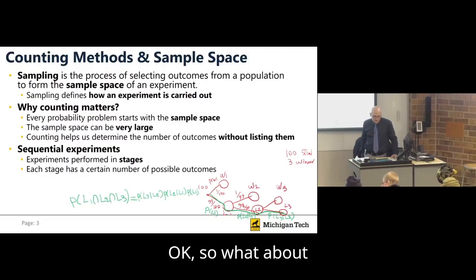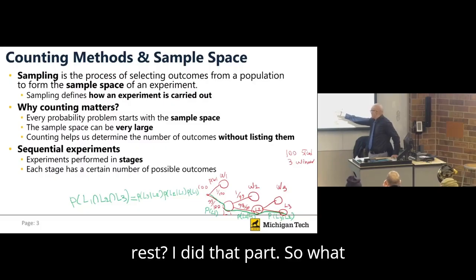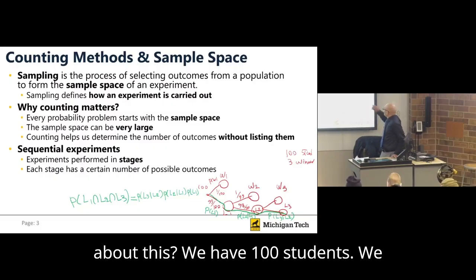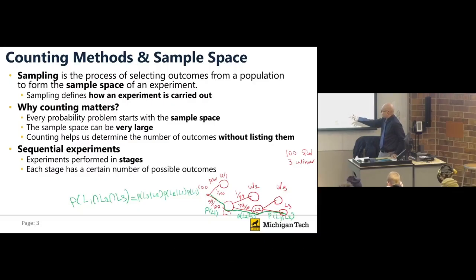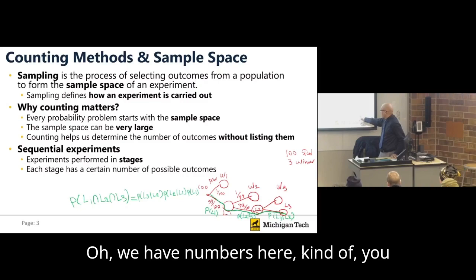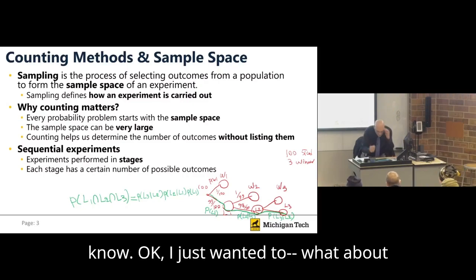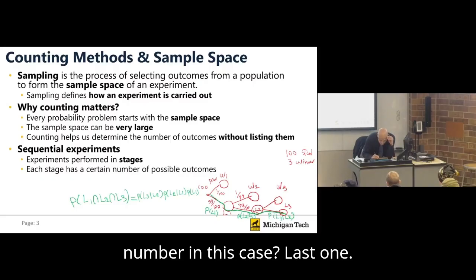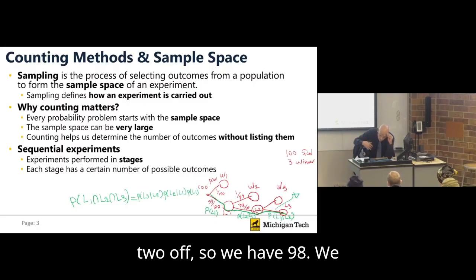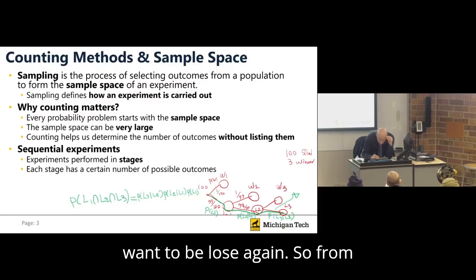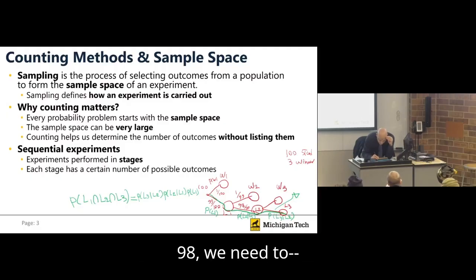OK, so what about the rest? I did that part. So what about this? We have 100 students. We select 3. What is that probability? Oh, we have numbers here. What about the numbers in this case? Last one. Here, because we took 2 off, we have 98. We want to lose again. So from 98, the probability of losing is 97 over 98.